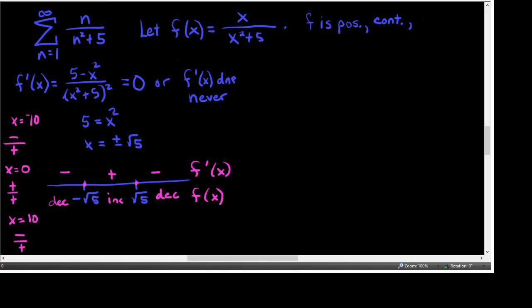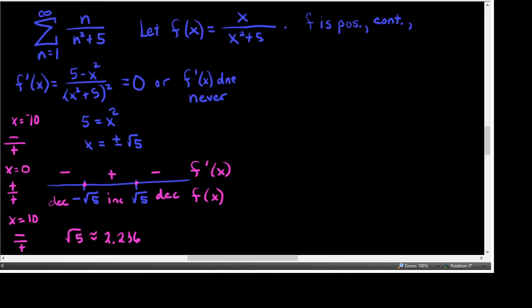Okay, well, I don't have the square root of 5 memorized. I know it's bigger than the square root of 4, so it's bigger than 2. Square root of 5, just picking up my calculator here. Square root of 5 is approximately 2.236. So, as it turns out, it is decreasing after x is 2.236.